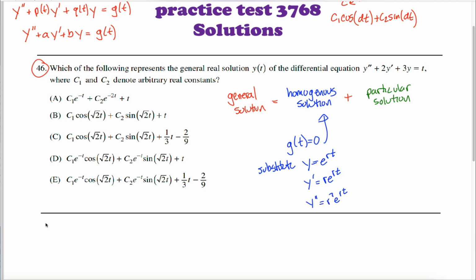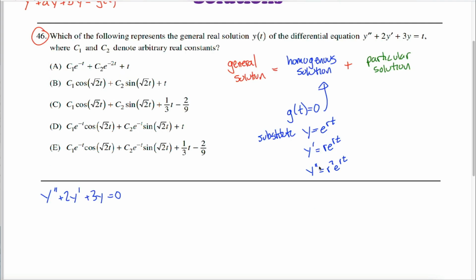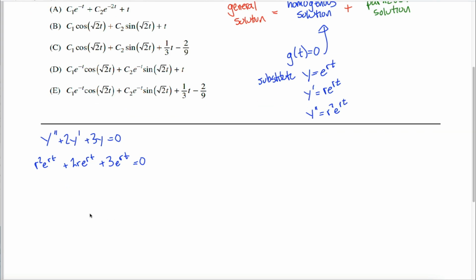So when you set up your homogeneous equation, in this case y double prime plus 2y prime plus 3y equals 0, this substitution will give you a nice polynomial to solve. Let's see, y double prime would be r squared e to the rt power, 2y prime would be 2r e to the rt power, and 3y would be 3e to the rt power. You might notice that each of the three terms have an e to the rt in them. So you factor that out in front and you get r squared plus 2r plus 3 equals 0.